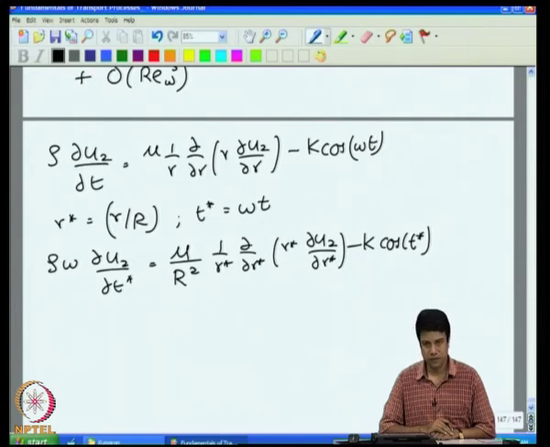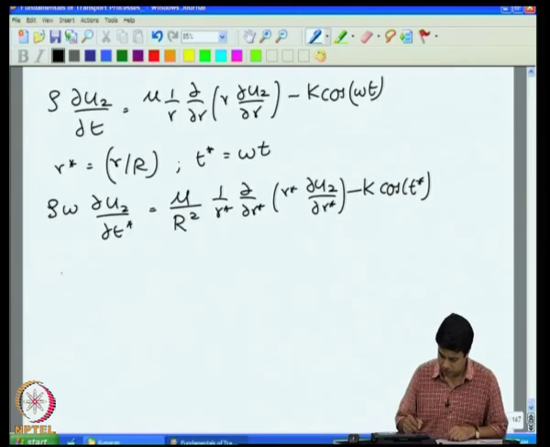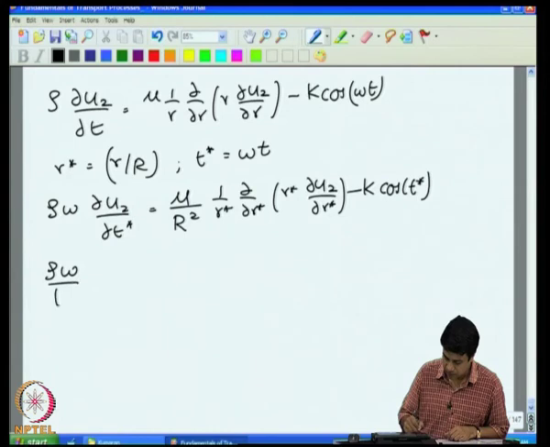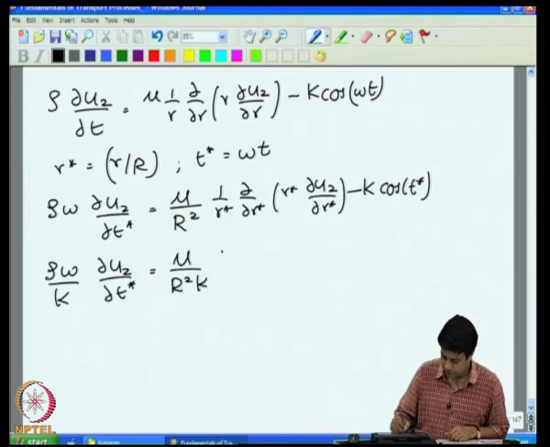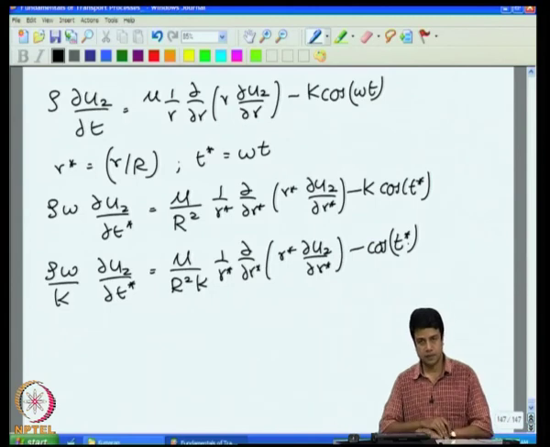As before, I divide throughout by k to get a dimensionless equation. So, I will get rho omega by k d u z by d t star is equal to mu by R square k 1 by r d by dr of r d u z by dr, minus cos t.